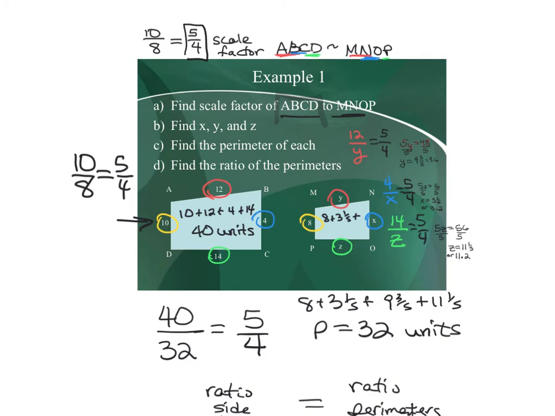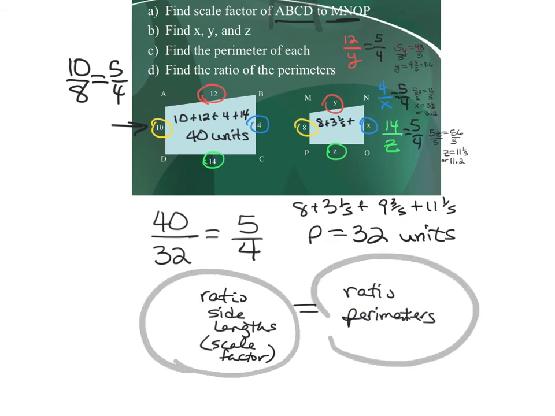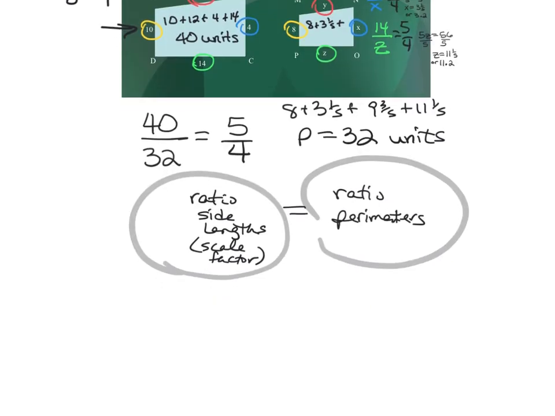Everybody good? So these two ratios of the side lengths and the perimeter, they're always going to simplify to the same thing. Pretty good on this slide? Yes. So I got 5/4 for the ratio of the side lengths, and I got 5/4 for the ratio of the perimeters. They're always going to be the same.